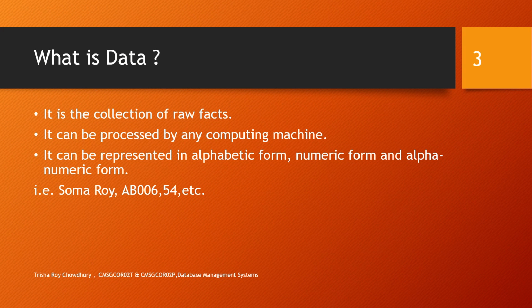Now, what is data? It is the collection of raw facts. It can be processed by any computing machine and it can be represented in alphabetic form or numeric form or alphanumeric form. Suppose your name is Shoma Roy, your roll number is 54 and your registration number is AB006. These all are data.